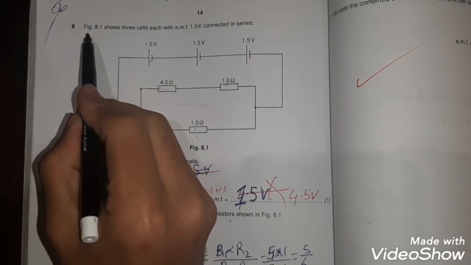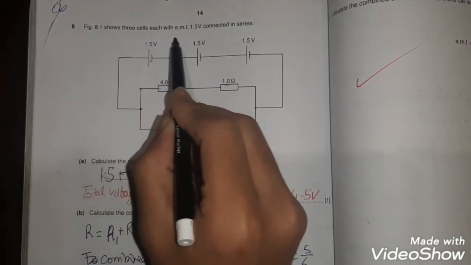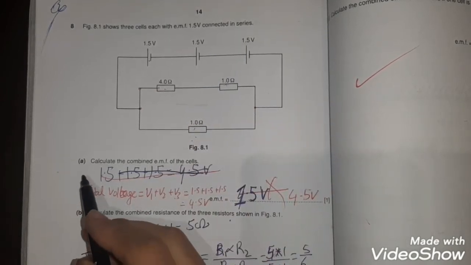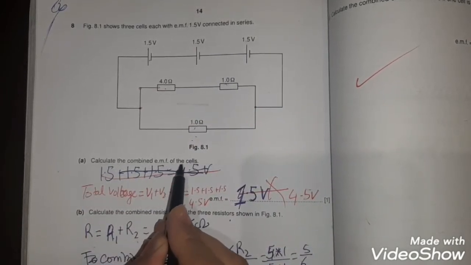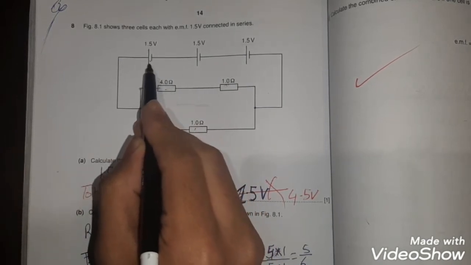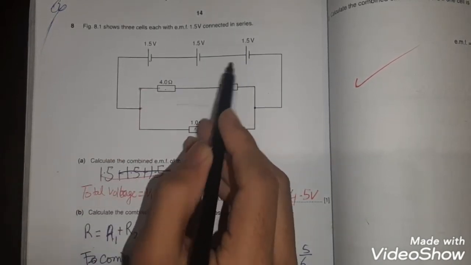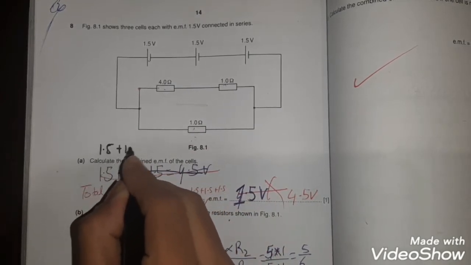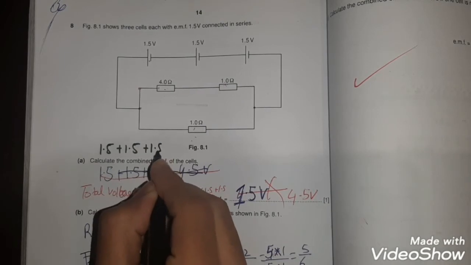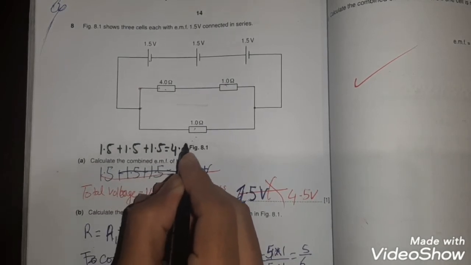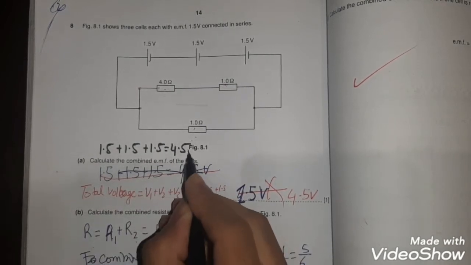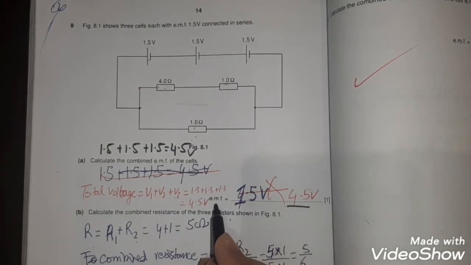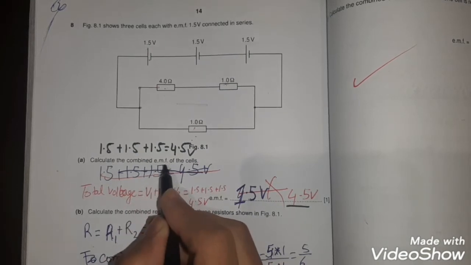Question 8 states figure 8.1 shows 3 cells each with EMF of 1.5 volts connected in series. Part A states calculate the combined EMF of the cells. So we have 3 EMFs, which is 1.5, 1.5 and 1.5. So we'll write here 1.5 plus 1.5 plus 1.5, which will be 4.5 volts.